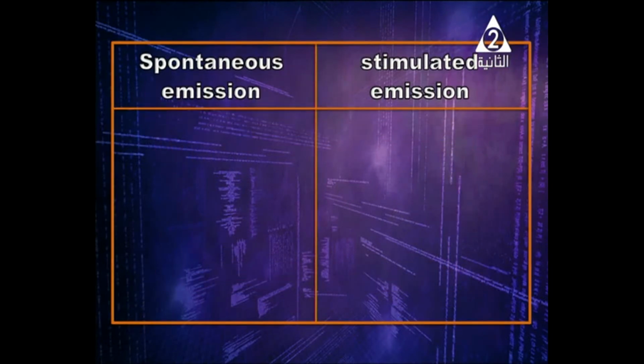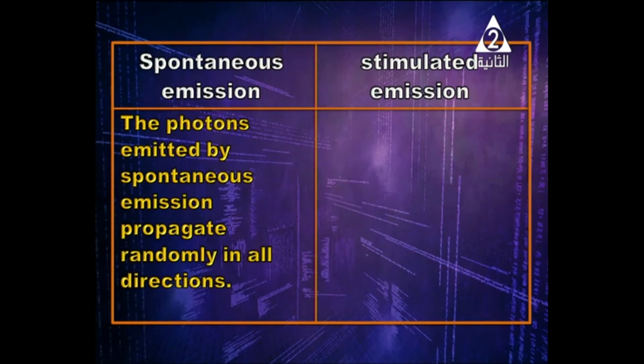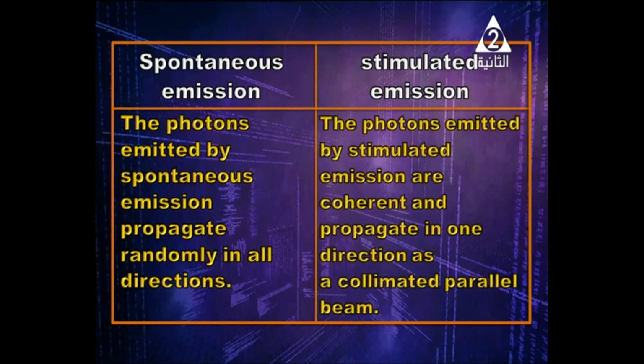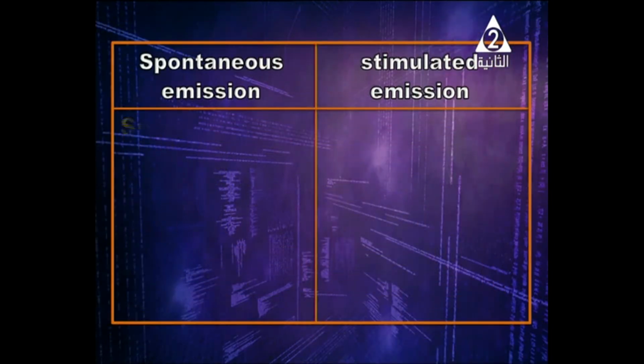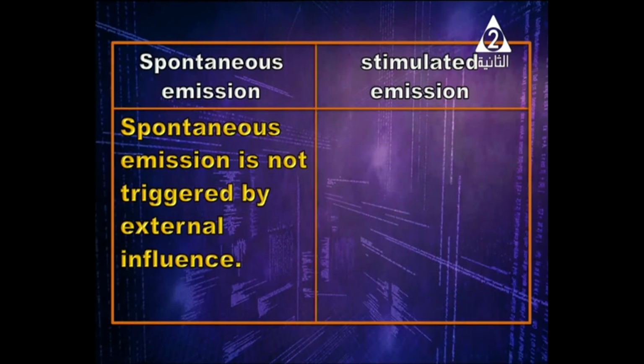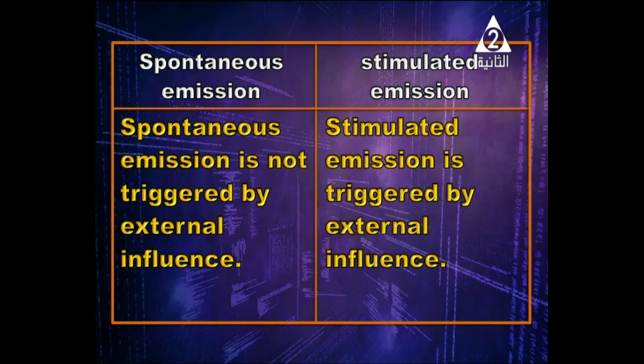Another point of difference: photons emitted by spontaneous emission propagate randomly in all directions. Okay, they are divergent. But photons emitted by stimulated emission are coherent and propagate in one direction as collimated parallel beam. Spontaneous emission is not triggered, it's not caused by external influence. Okay, but stimulated emission is triggered by external influence.